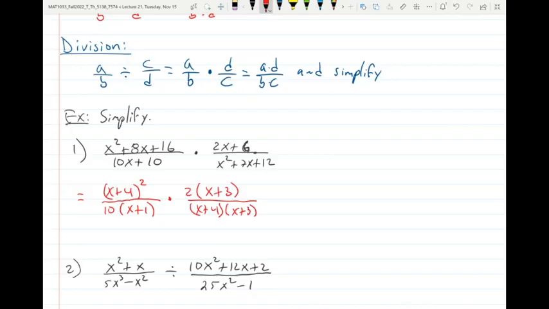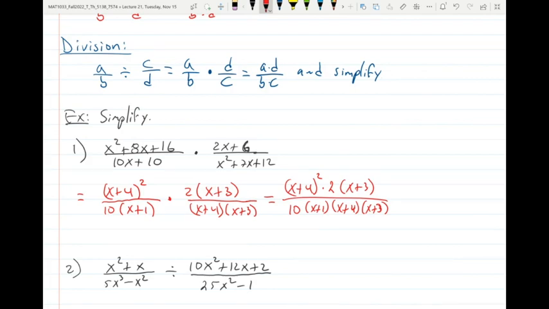Now that everything is factored, I'm going to use a rule which says multiply the top with top, bottom with bottom. That just means put everything in the top together and everything in the bottom together as factors, okay? So that would be x plus 4 squared times 2 times x plus 3, and then 10 times x plus 1 times x plus 4 times x plus 3. I literally follow the rule. Just put the top with the top and the bottom with the bottom. That's all. But now we simplify.